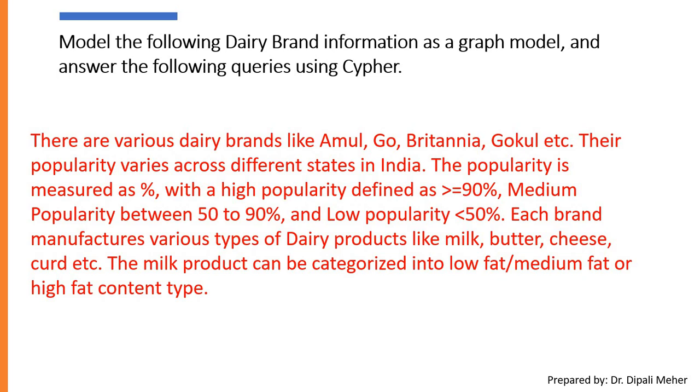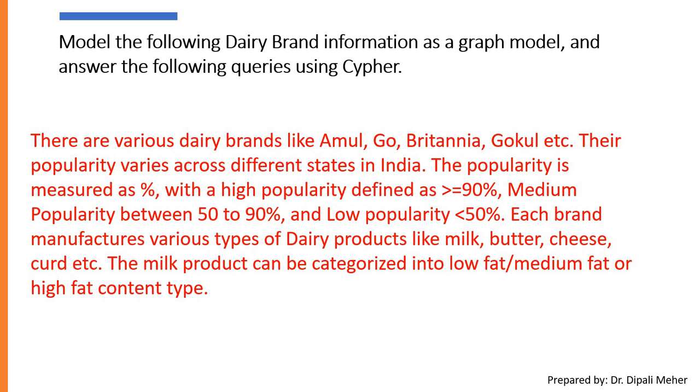If you look at the question, there are only three types of nodes: brands, states and products. The importance in this question is there is a relationship like popularity. So the popularity across different states in India, and the popularity is measured in terms of percentage. So a characteristic is given to the relationship.